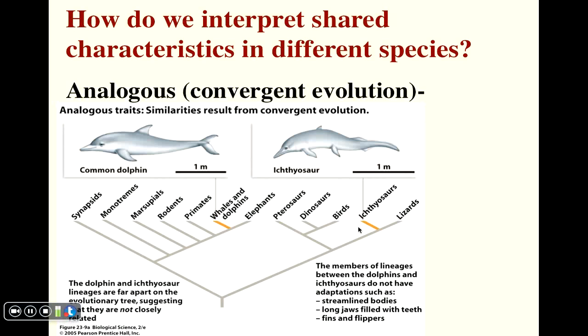So in those instances, we say, here we have some trait, some physical feature, that looks almost the same in these two different groups of organisms, but probably not homologous. Instead, we describe these as being analogous structures, or we also refer to this as convergent evolution.